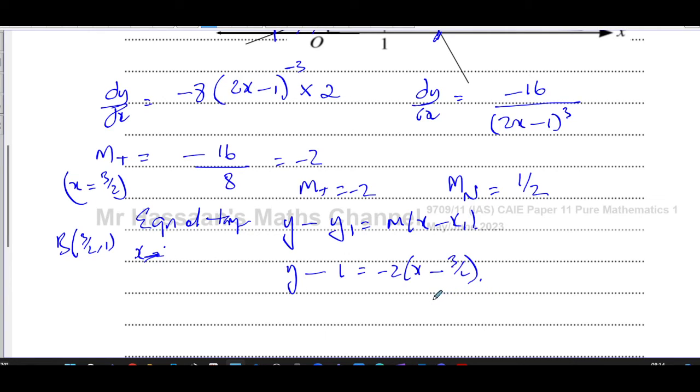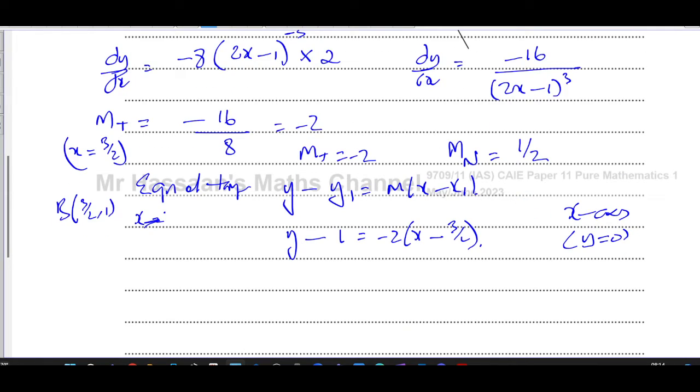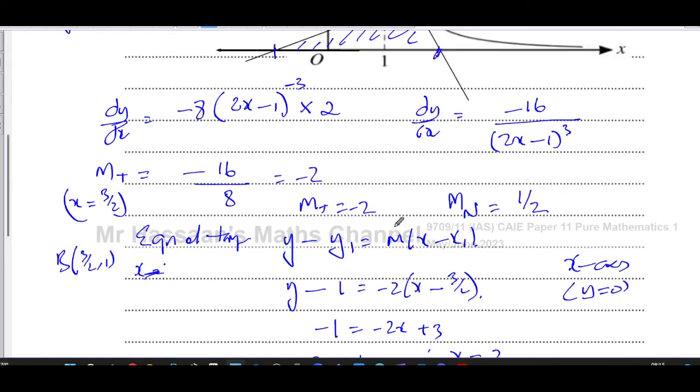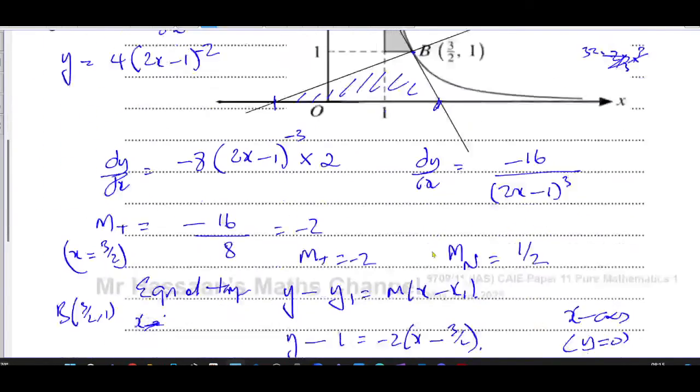Now, I don't really have to find the equation of the tangent and the normal, I just need to know where it crosses the x-axis. It crosses the x-axis when y equals 0, so I can just replace the y with 0 here. I'm left with -1 equals -2x plus 3. So 2x equals 3 plus 1, which is 4. Therefore, x equals 2.